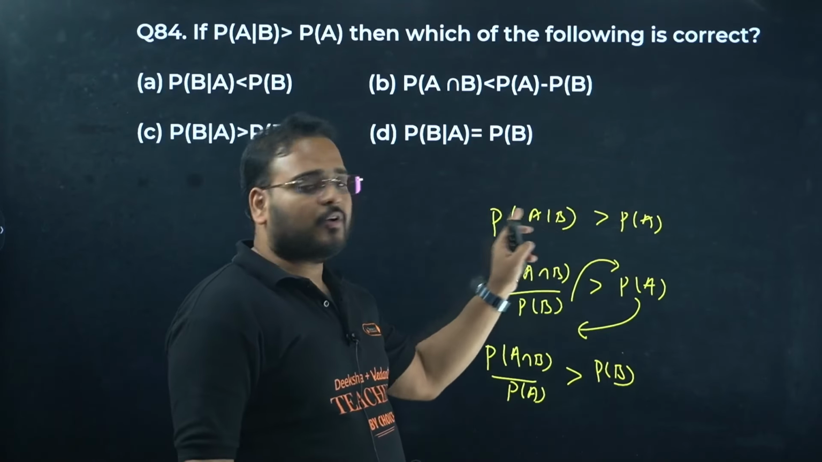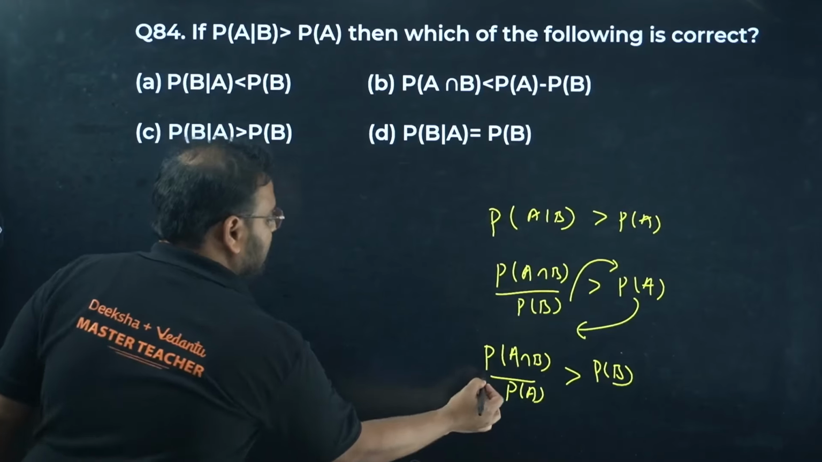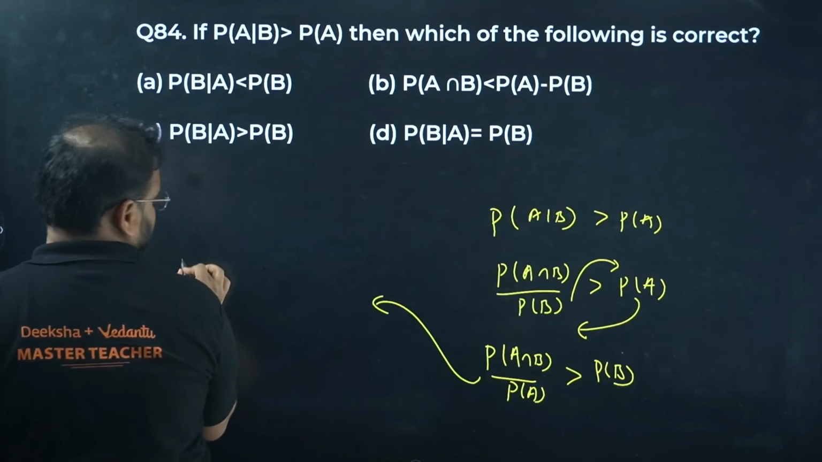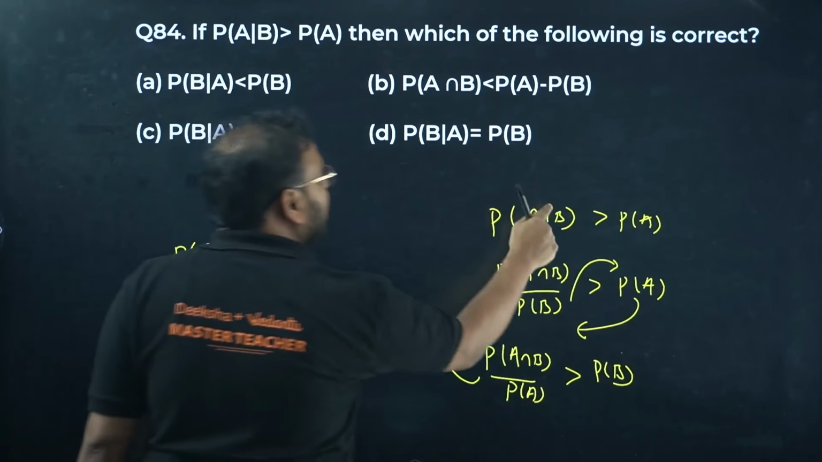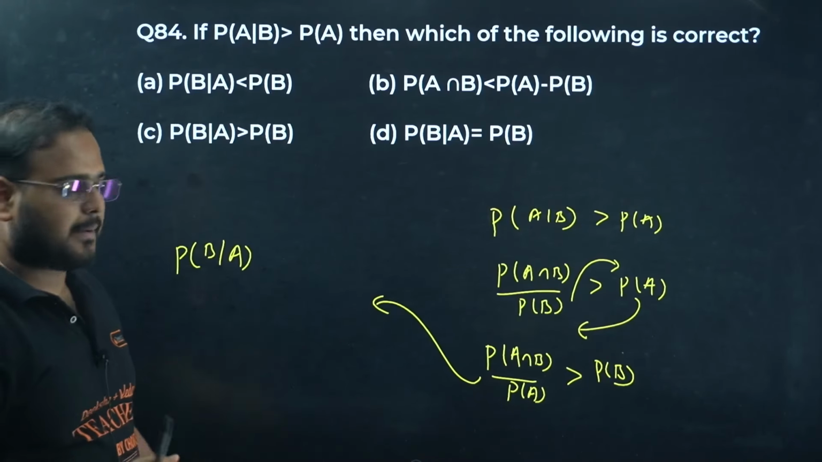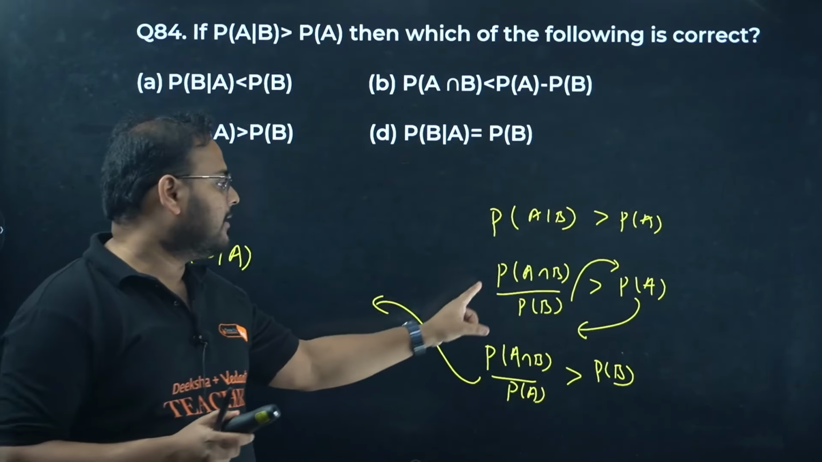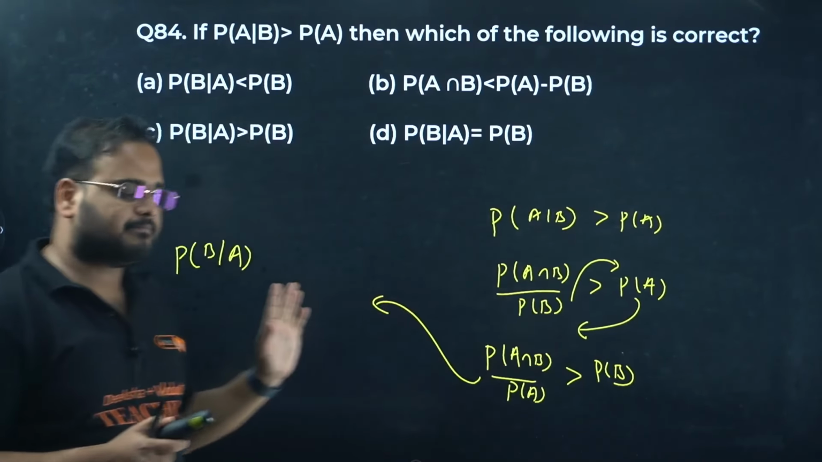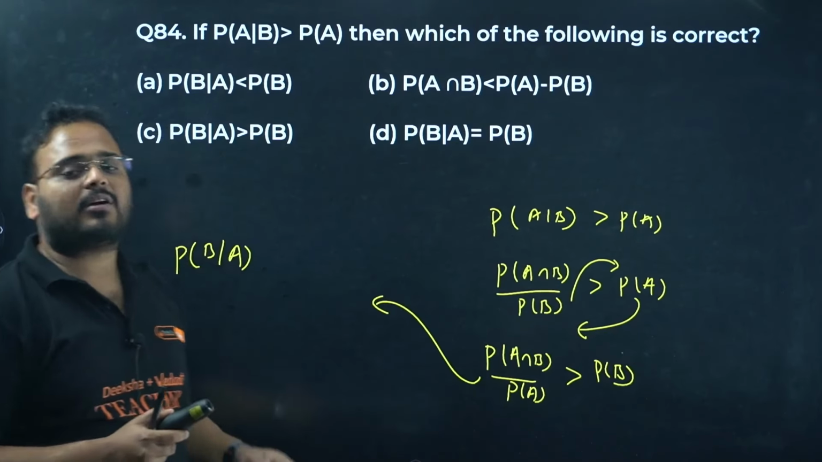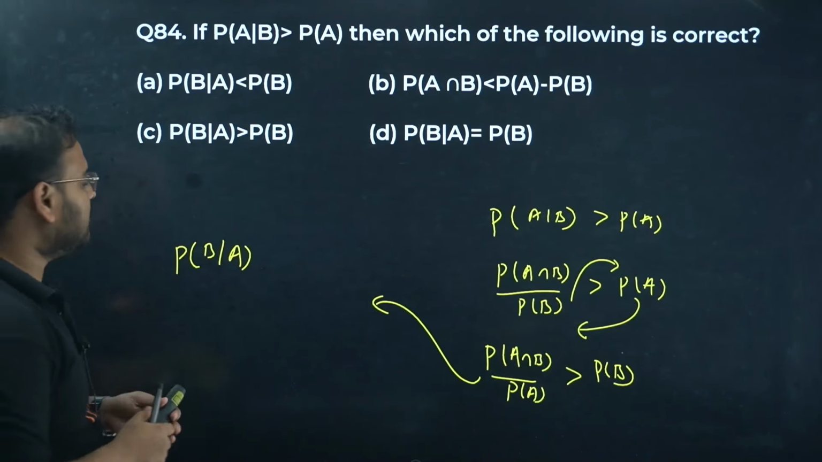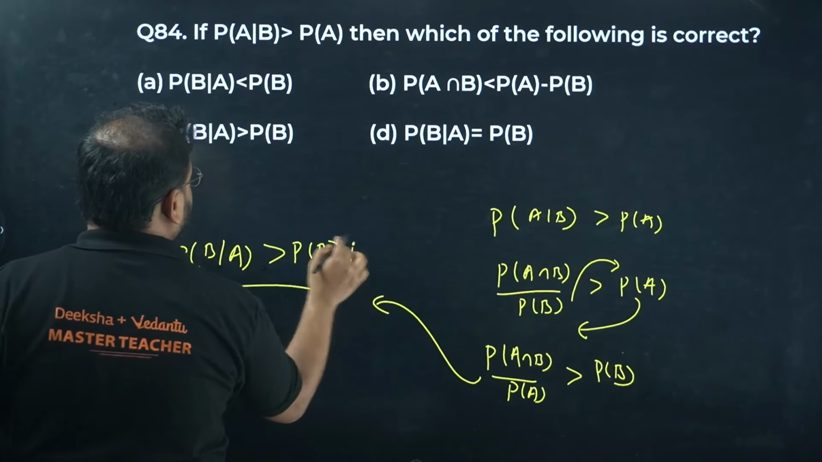P of A conditional B is what? P of A intersection B by P of B. So in this case, check here carefully, this is P of B conditional A. This is when B has already occurred and we're looking for the probability of event A. I'll define it: the probability of event A when B has occurred is given by the intersection of A and B divided by P of B. Over here, the intersection of A and B divided by P of A will be what? The probability of event B when A has already occurred. So this will be greater than P of B.